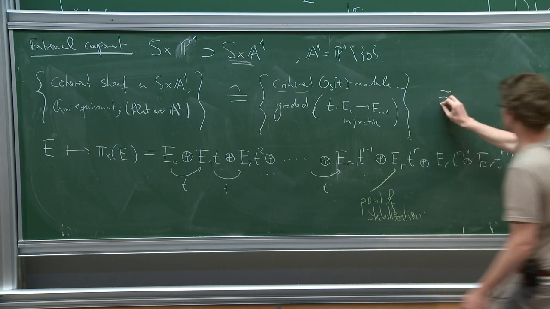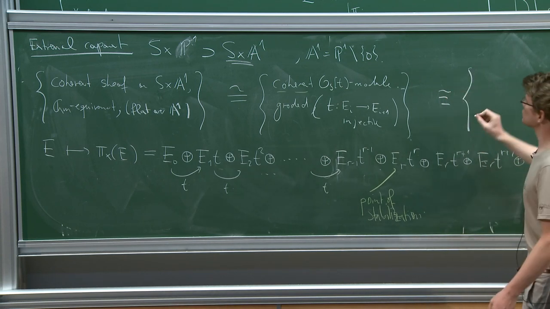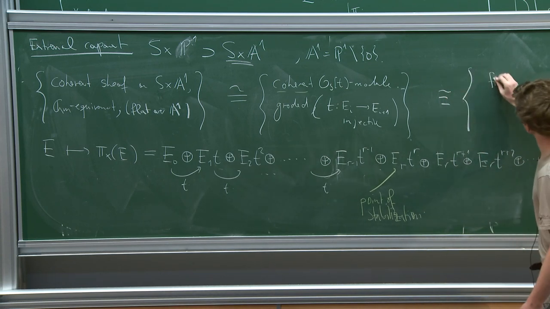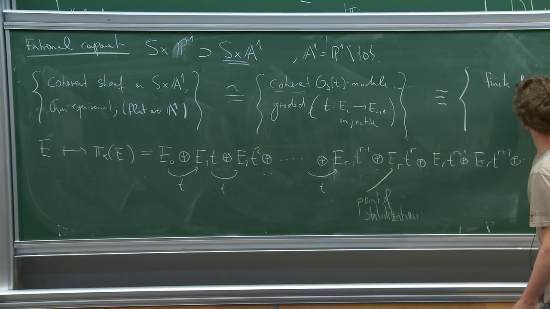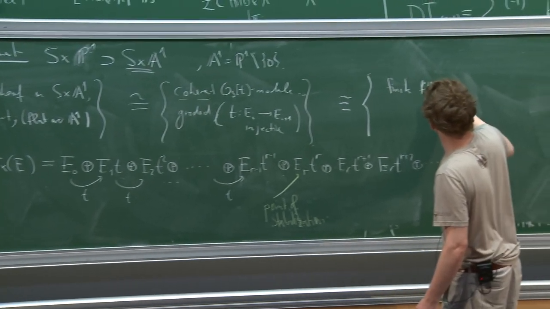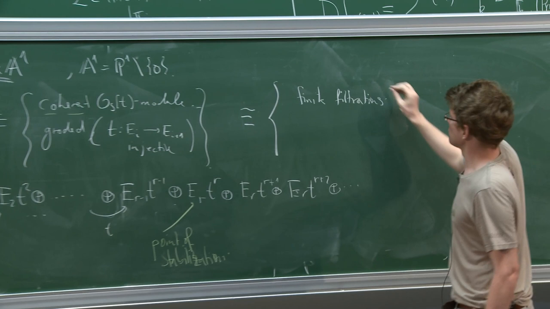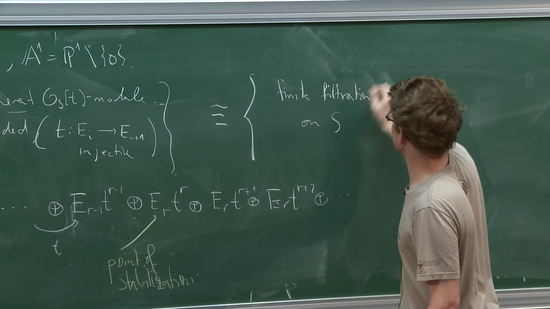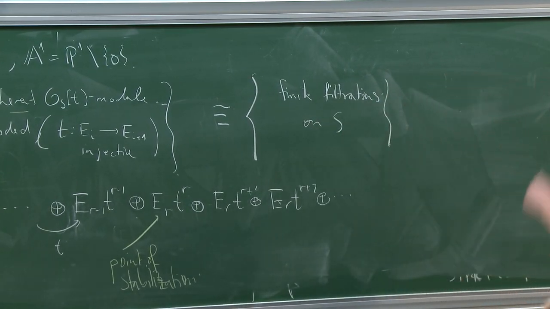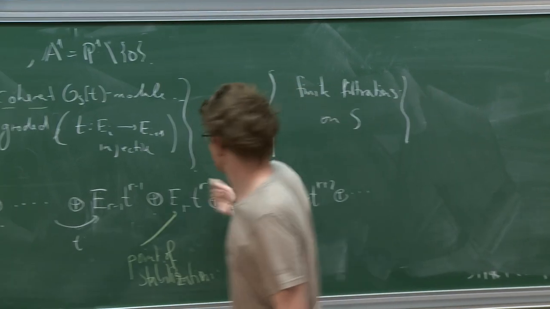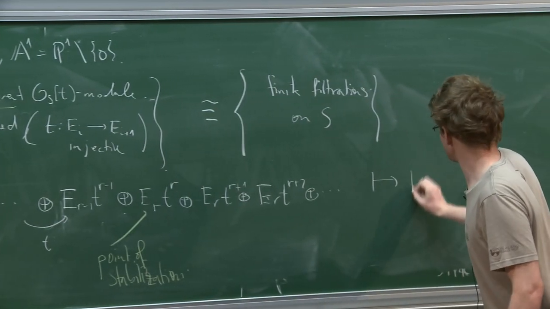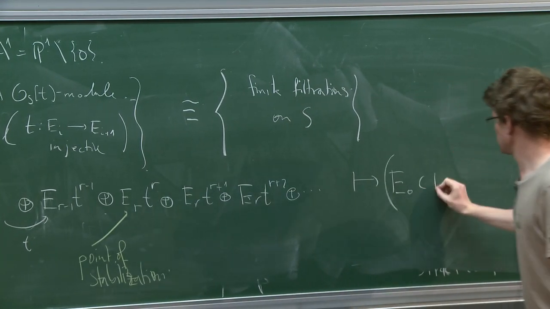So in fact, everything here just corresponds to finite filtrations on this S, finite filtrations of coherent sheaves. And so the way to go about this last isomorphism is just sending this to this inclusion.